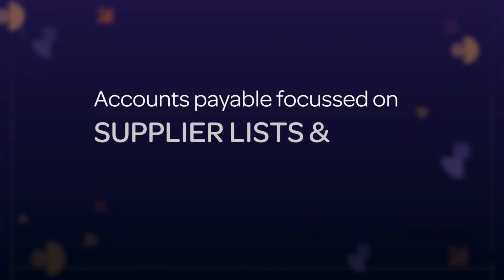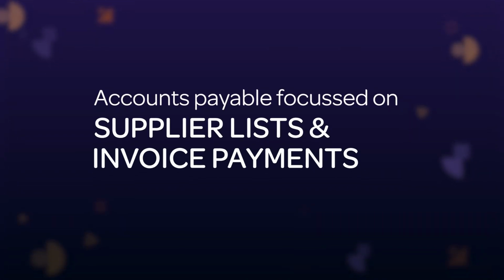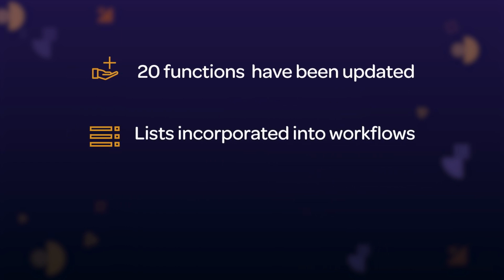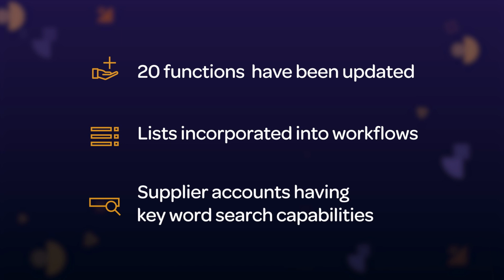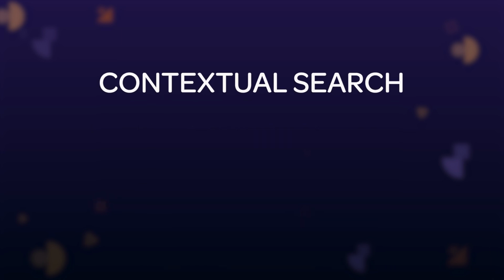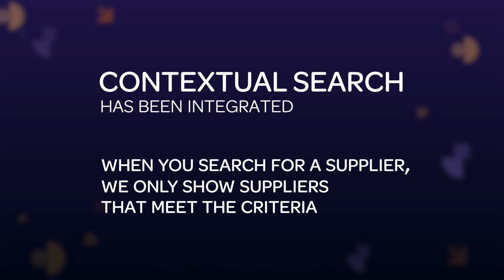In the accounts payable side, we'll focus mainly on supplier lists and invoice payments. 20 functions have been updated, including lists also being incorporated into workflows and supplier accounts having keyword search capabilities. Contextual search has also been integrated, meaning that when you search for a supplier within a function, we only show suppliers that meet the criteria. For instance, if we're searching on supplier deals, only suppliers with active deals will be returned.